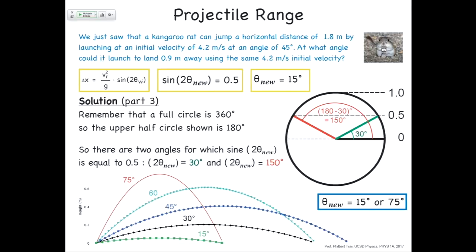Here's where it lands at 45 degrees. But as you go either higher or lower, it falls short. One at a low trajectory, one at a high trajectory. And so 15 degrees and 75 degrees both land at the same spot. One's just a really big high jump, and the other's kind of a little skip jump. Any questions? Yes?